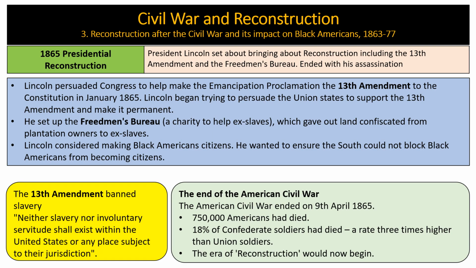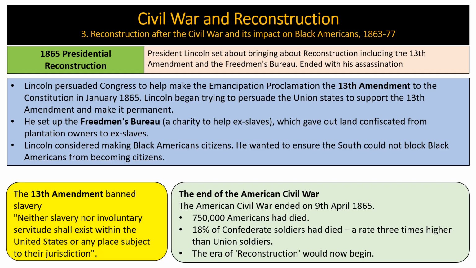Okay, so Abraham Lincoln wins a second term and he sets about bringing about Reconstruction, including the 13th Amendment and Freedmen's Bureau. So Lincoln persuaded Congress to help make the Emancipation Proclamation the 13th Amendment to the Constitution in January 1865. He began trying to persuade the Union states to support the 13th Amendment and make it permanent. He set up the Freedmen's Bureau, a charity to help ex-slaves, which gave out land confiscated from plantation owners to ex-slaves. He also considered making black Americans citizens, and he wanted to ensure the South could not block black Americans from becoming citizens. So the 13th Amendment effectively banned slavery.